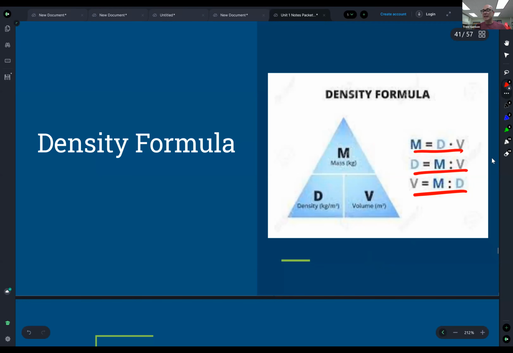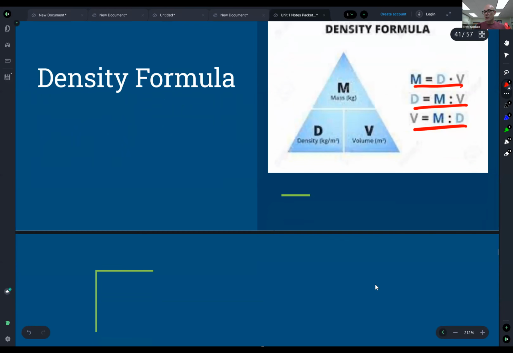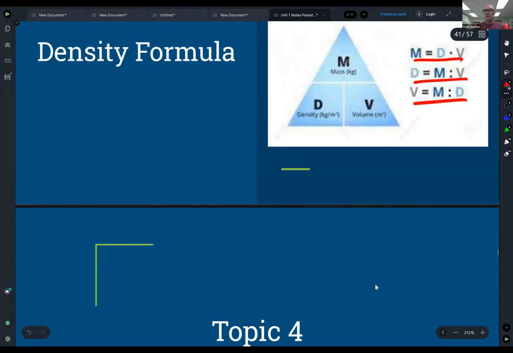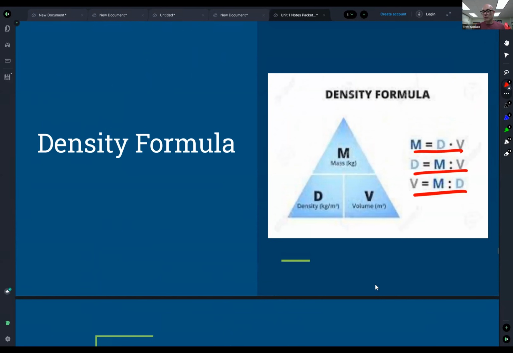And again, if you need that written out, that's a way for you to memorize it. But if you can't memorize the density triangle, you are certainly welcome to utilize just rote memorization. D equals M over V, and in this case, mass equals D times V. Okay, now let's go back to the example problem.